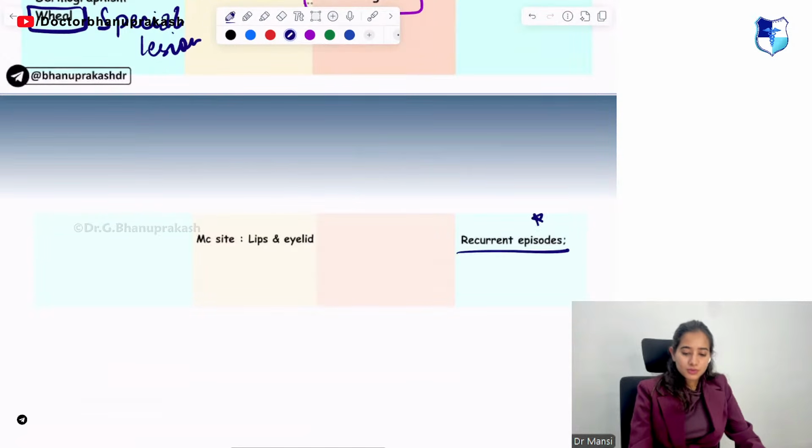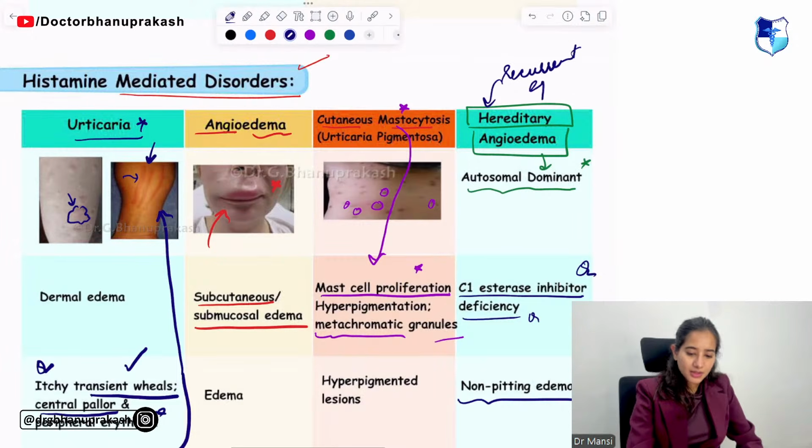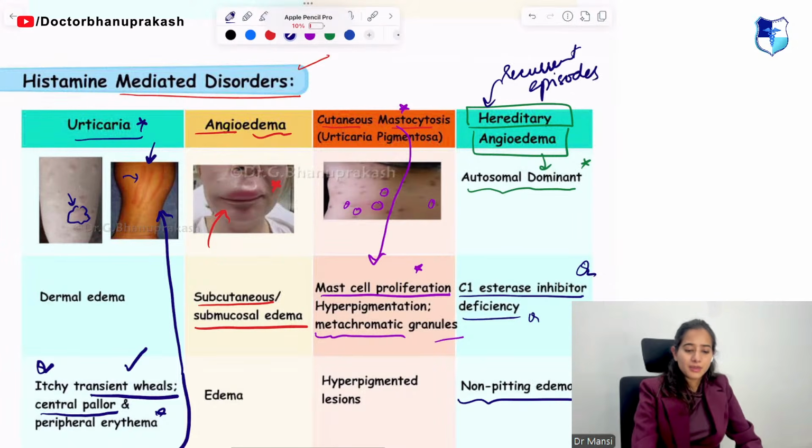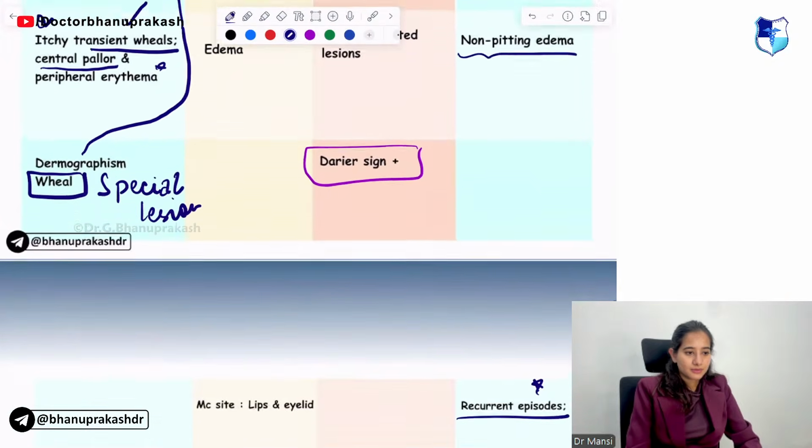Again, also think of recurrent episodes. The patient will come and tell you that he or she has this appearance of edema which comes and goes. So this is most likely this.